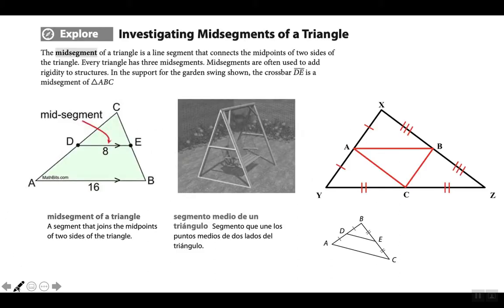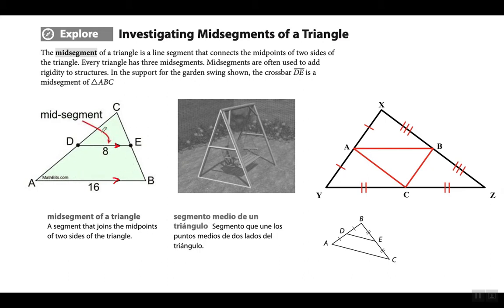The midsegment of a triangle is a line segment that connects the midpoints of two sides of the triangle. So if you look right here at this first diagram, the midsegment is this line right here in the middle. First of all, notice that the midsegment is parallel to the bottom of the triangle. How do I know it's parallel? Because of this arrow right here. That means parallel. This arrow and this arrow are telling you that those two lines are parallel. So the midsegment is parallel to the bottom of the triangle.